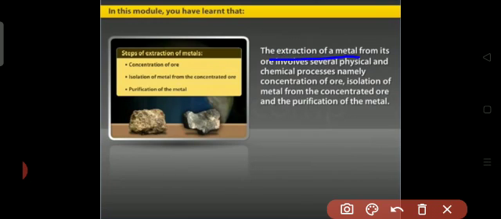The extraction of a metal from its ore involves several physical and chemical processes, namely concentration of ore, isolation of metal from the concentrated ore, and the purification of the metal. On the whole, concentration of ore means removing the impurities.